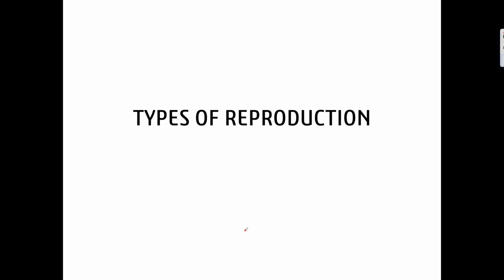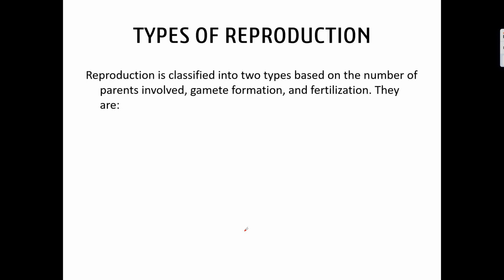Welcome back, students. In this video, I'm going to talk about types of reproduction. As we discussed in our introductory part, there are two types of reproduction. So let us look at them in more detail. Reproduction is classified into two types based on the number of parents involved.